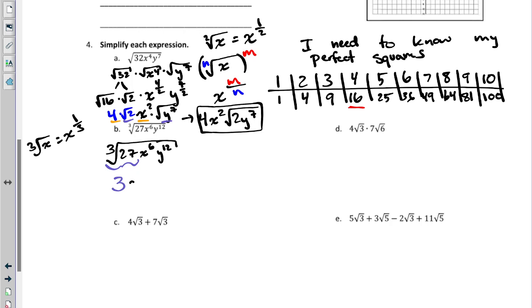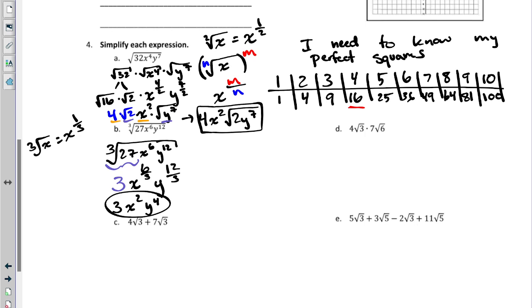Then I know that this is x to the 6 over 3, and this is y to the 12th over 3. Well, that simplifies to 3 out front. X to the 6 over 3 is x squared, and y to the 12 over 3 is y to the 4th. And there's my answer. And that's simplified. That one's not too bad.